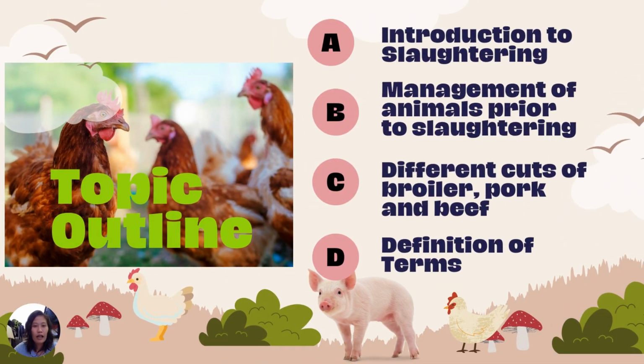The topic outline of this presentation. First is the introduction to slaughtering. Second, management of animals prior to slaughtering. Third is different cuts of broiler, pork, and beef. And the fourth is definition of terms.